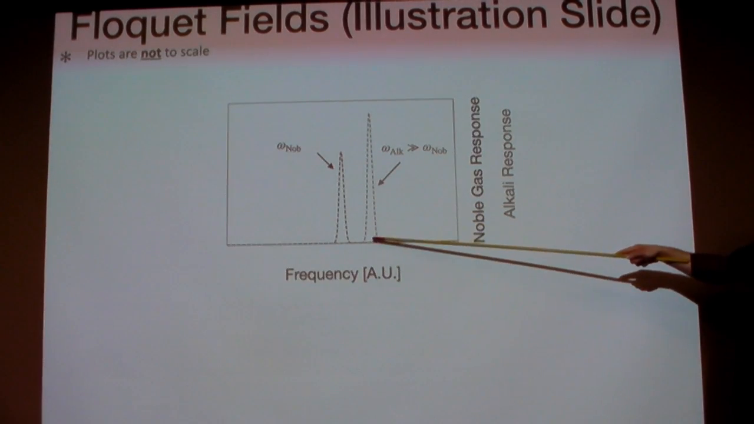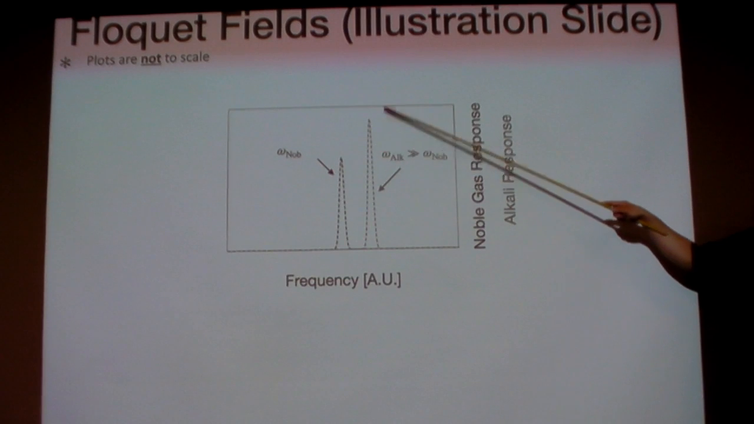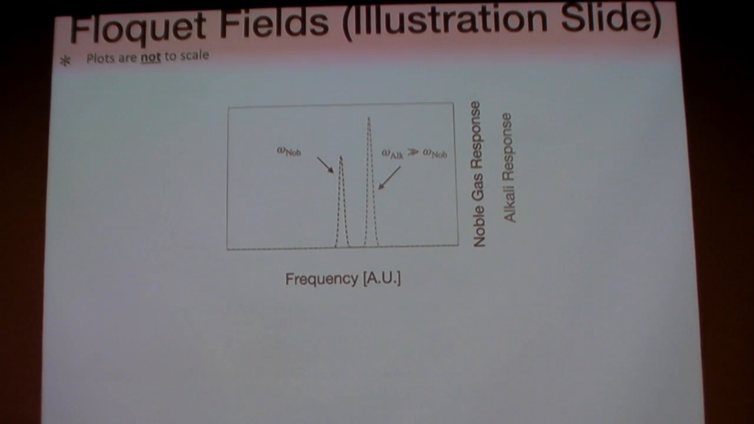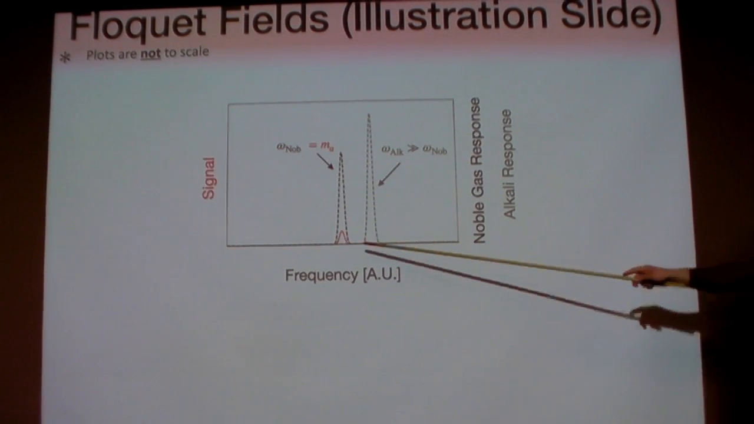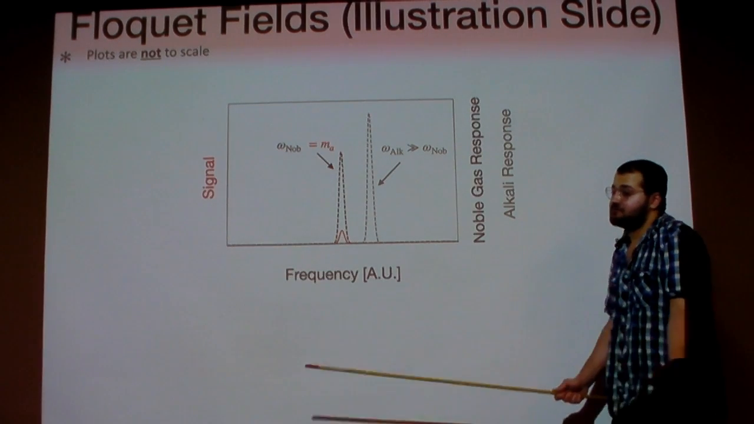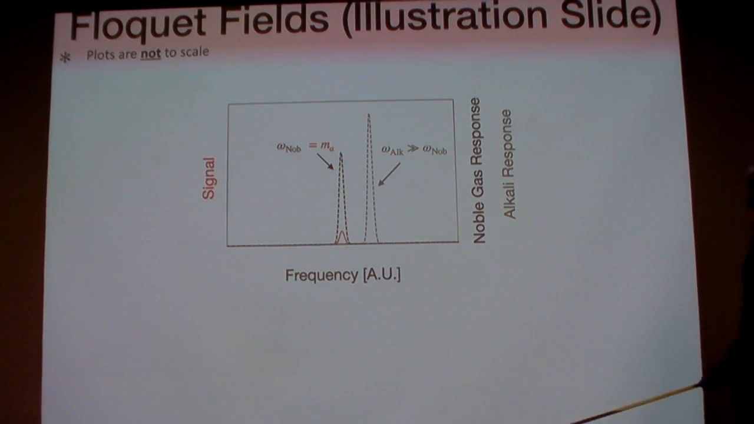We always measure essentially the response of the alkali times the response of the noble, because we are measuring the noble gas through the alkali. So, if my signal is sitting right here at the frequency of the noble, because my alkali is off resonant, I'm going to suck at being sensitive to it.